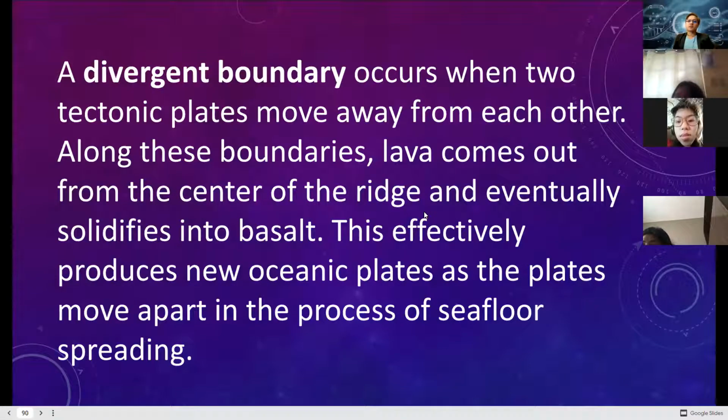Again, divergent occurs when two tectonic plates move away from each other. They're actually pulling each other, okay? Once they pull each other, they create these divergent boundaries. Lava comes out from the center of the ridge and eventually solidifies into basalt. This effectively produces new oceanic plates as the plates move apart in the process of seafloor spreading. This is how your seafloor actually spreads. Until now it is still spreading.